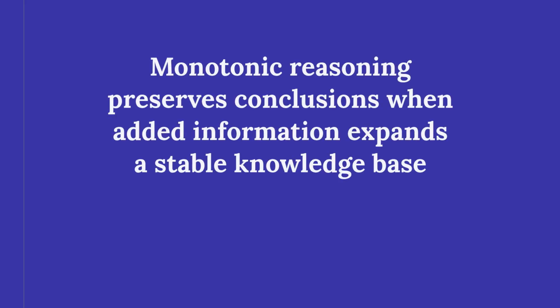Monotonic reasoning follows the idea that once a conclusion is reached, adding more information does not invalidate it. It is based on classical logic, assumes complete and stable knowledge, and follows strict deductive rules. The material places it in settings such as proofs, database queries, and traditional expert systems.